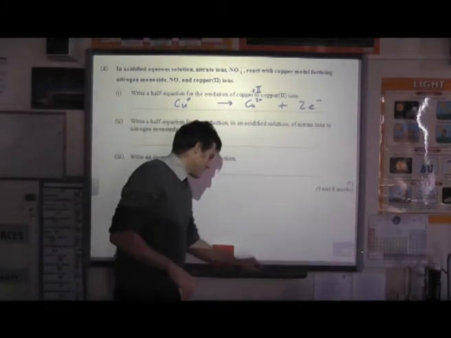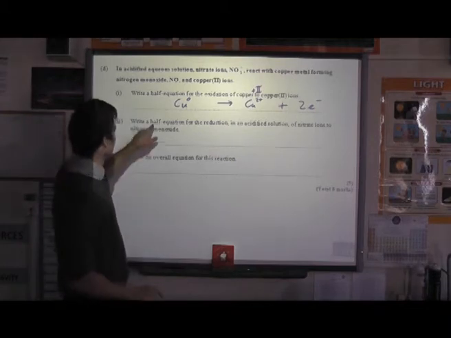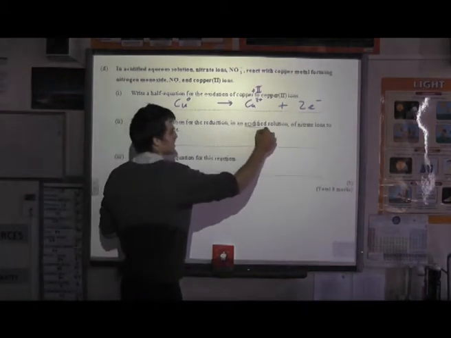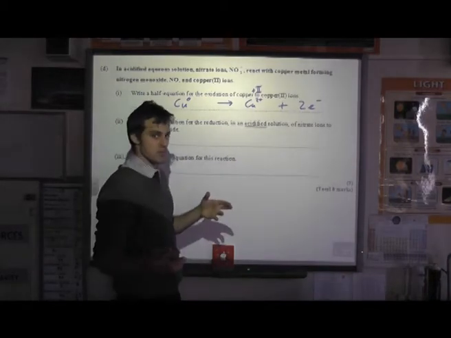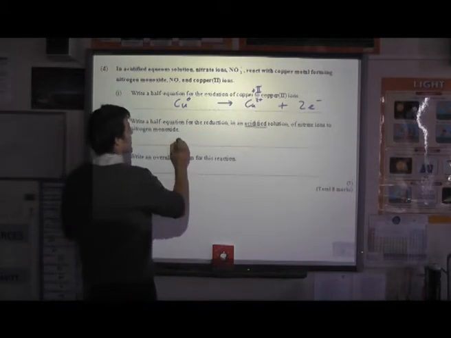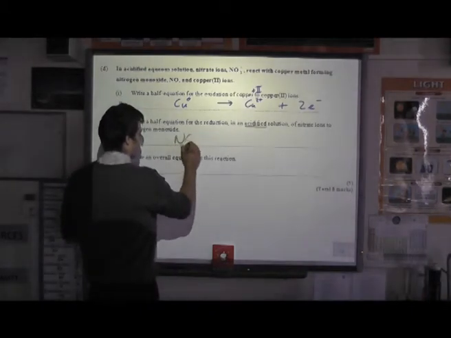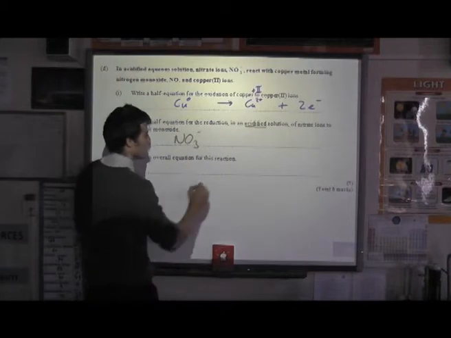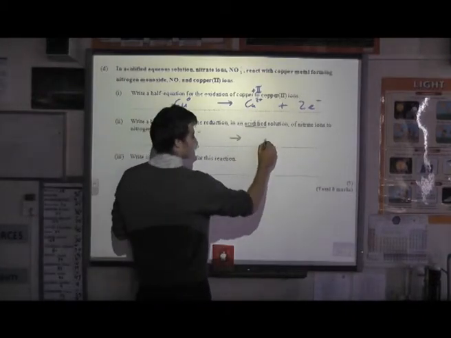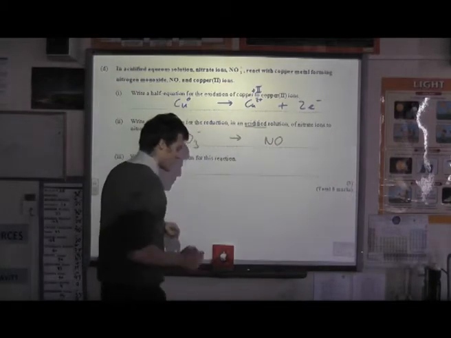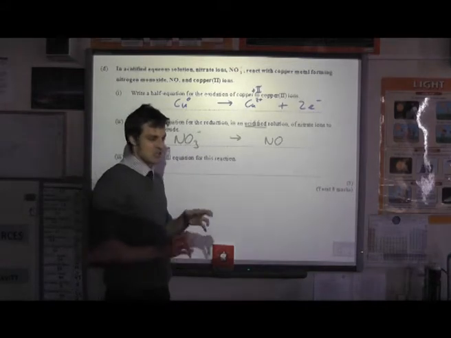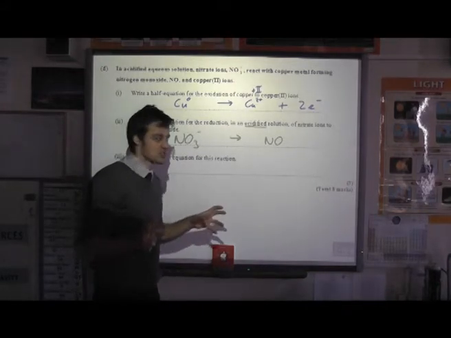Okay. So let's go on to the next one. Let's go on to the reduction in acidified solution. Again, they're telling you acidified solution. They're hammering into you to use H plus in this equation. Of nitrate ions into nitrogen monoxide. Okay. So nitrate we know is the NO3 minus ion, and we know it's going to go to nitrogen monoxide, just NO. Okay. First thing we have to do is look for the oxidation states. We always look for the oxidation states first and spot what's getting oxidized and what's getting reduced.